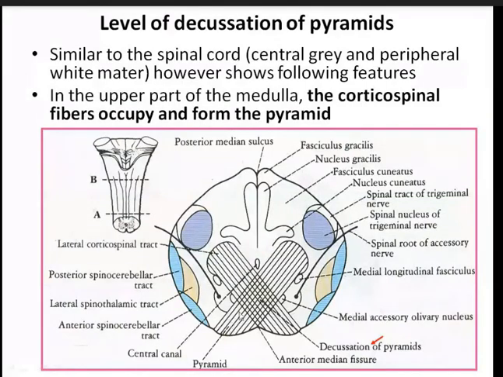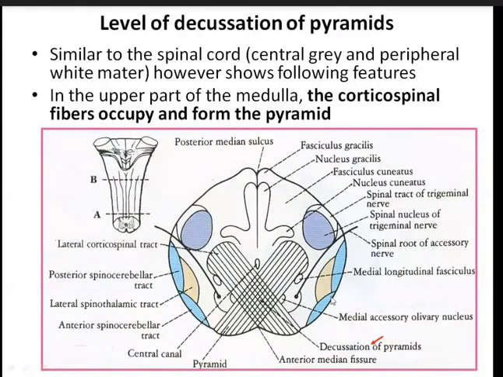So these are the fibers which are decussating, which are crossing over and forming the lateral and the anterior corticospinal tract. So decussation of the pyramid is the main feature in this area. In the upper part of the medulla, the corticospinal fibers occupy and form the pyramids. So this is the pyramids, and this is the decussation of the fibers, or the crossing over of the fibers, and other features are similar.